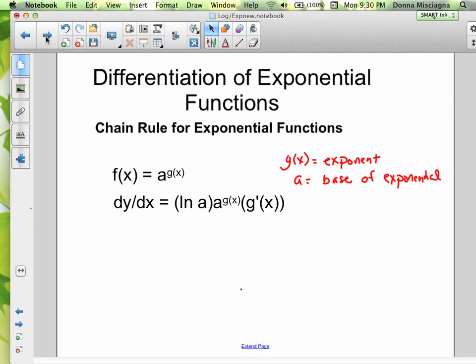If our exponent is a function and not just a single variable, then we're going to have to take the derivative of that exponent. So g of x here is the exponent, a is the base of the exponential. Our derivative is going to be the natural log of that base times a to the whatever that exponent has to be, an exact copy, times the derivative of the exponent. So just like e to the x, except it's going to be multiplied by natural log of our base as well.